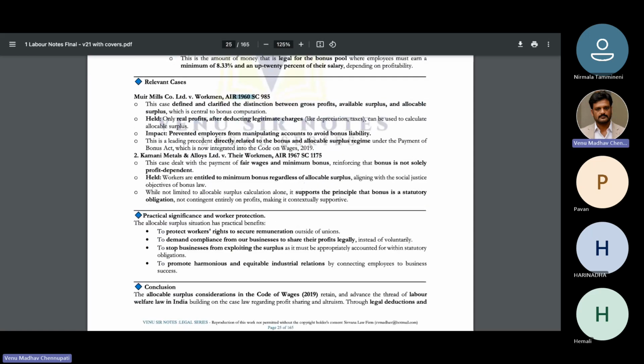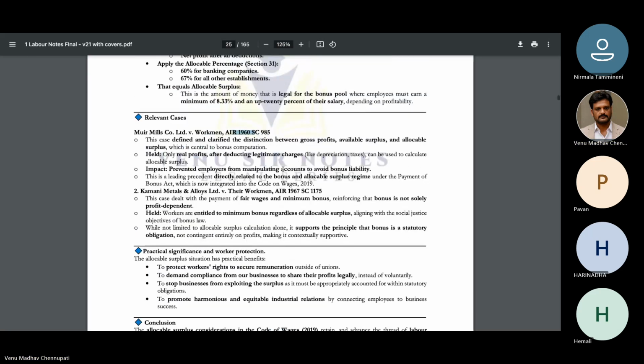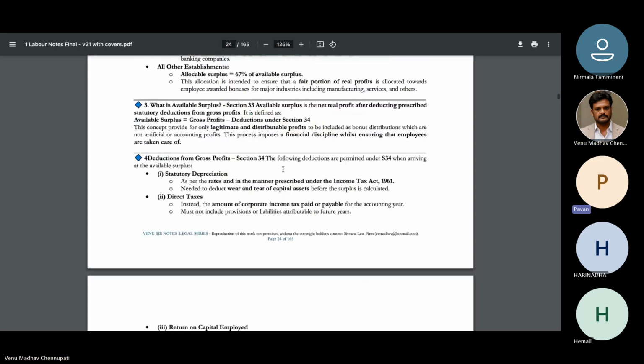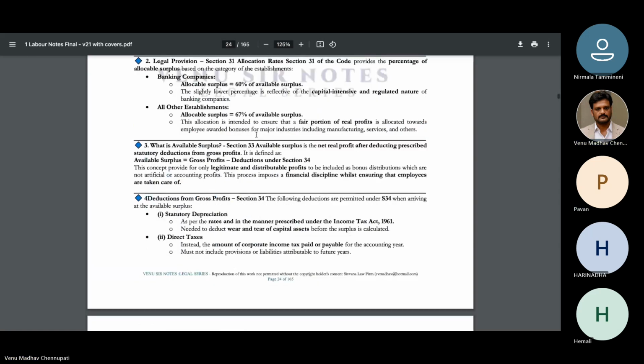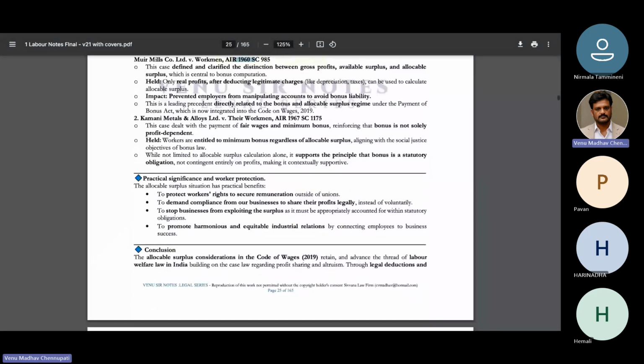The second one is basically Kamani Metals and Alloys versus Workmen. This case dealt with the payment of fair wages and minimum bonus. Reinforced that bonus is not solely... Is this the earlier case which we were talking about? Yeah. The same case, sir. Same case. Set on and set off. Yes. So we are quoting the same case again. Okay.